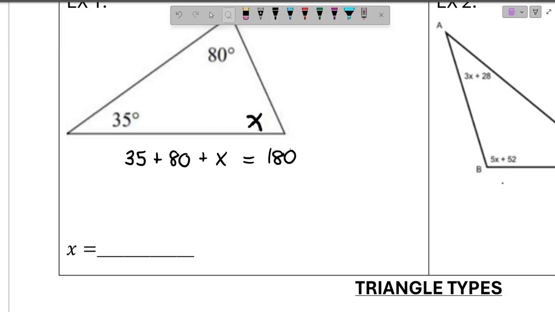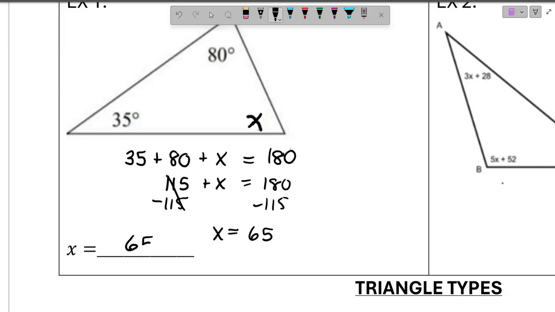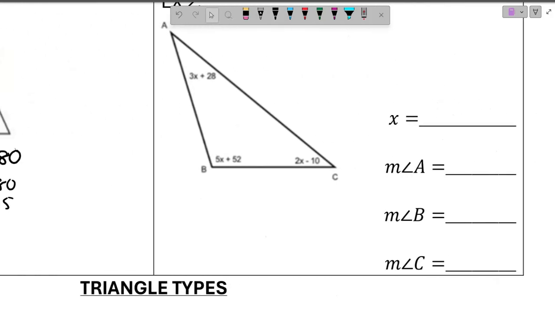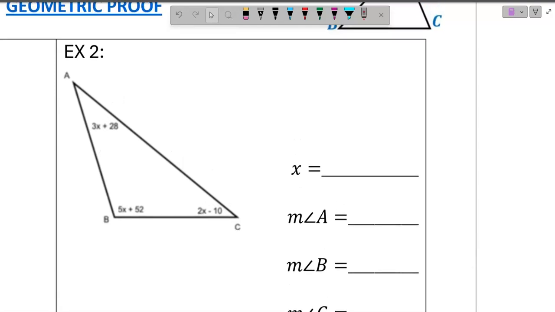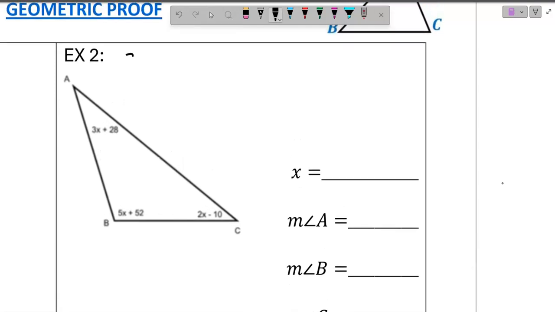So 35 plus 80 plus x equals 180. We know that those are going to add to 115. And you can see the numeric process that you probably just did in your calculator is the exact same thing as what I just showed here on screen. So that third angle must measure 65 degrees. But if we look at the second example, you will see now that we don't have that intuition that we can use on the first one. So we are going to need to look at a more formalized algebraic process.